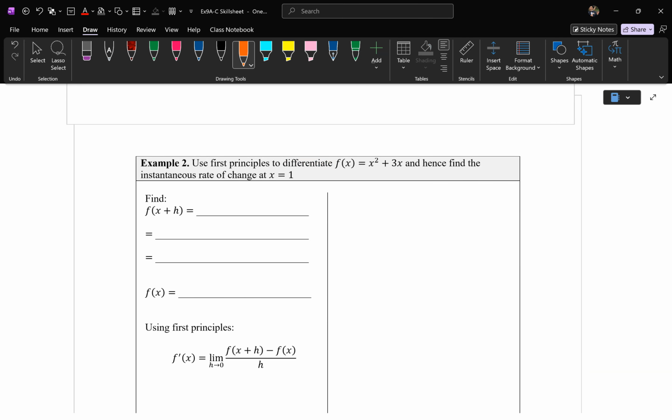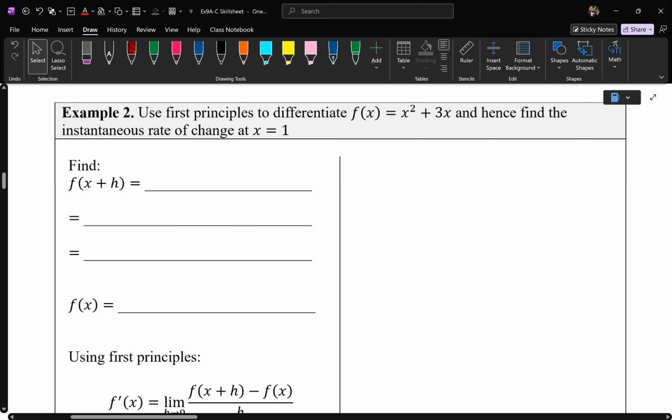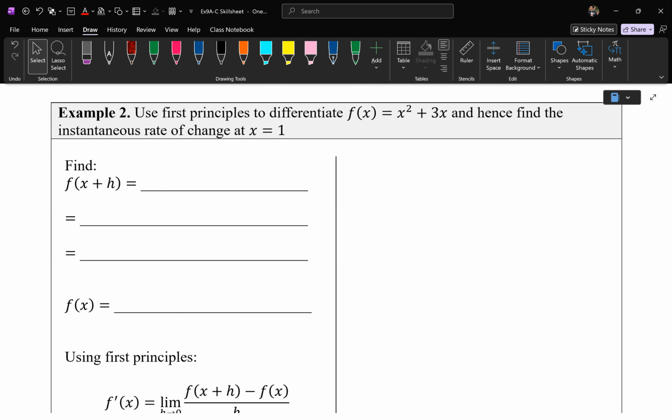So here we go. Here's the question from your textbook that could feel tedious. Don't do too many of these. Just do it enough so that you understand what you need to do. Yeah? So here it is. First principle is to differentiate. They want you to find the instantaneous rate of change for x squared plus 3x at x equals 1.